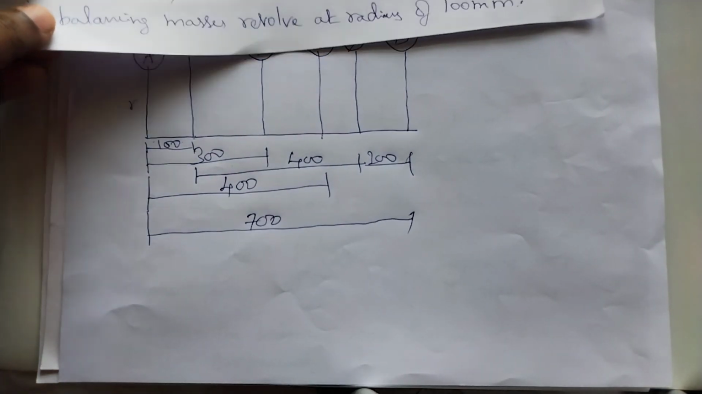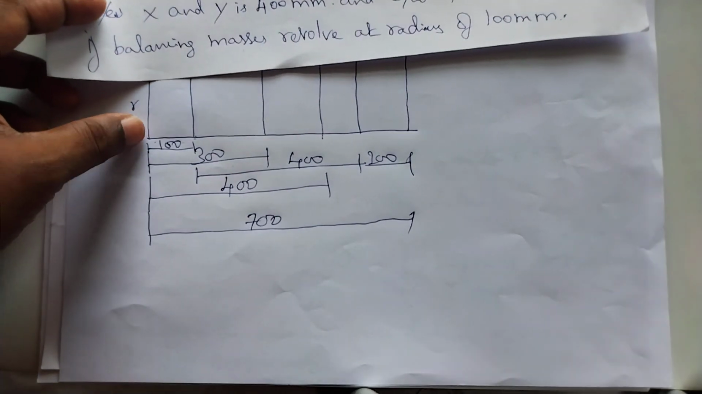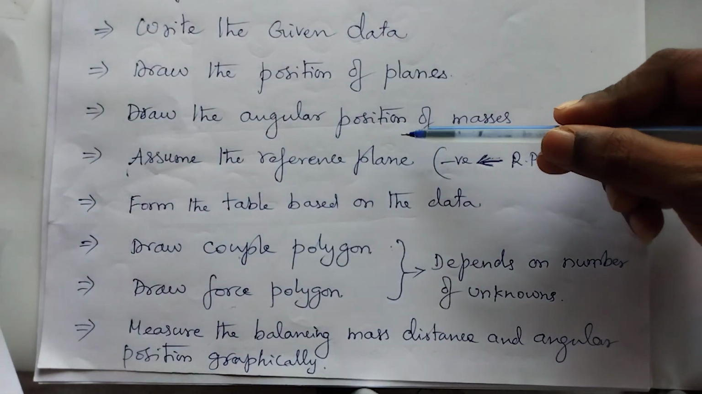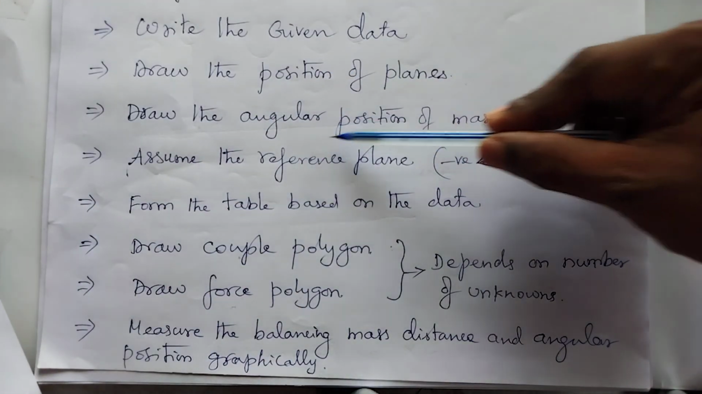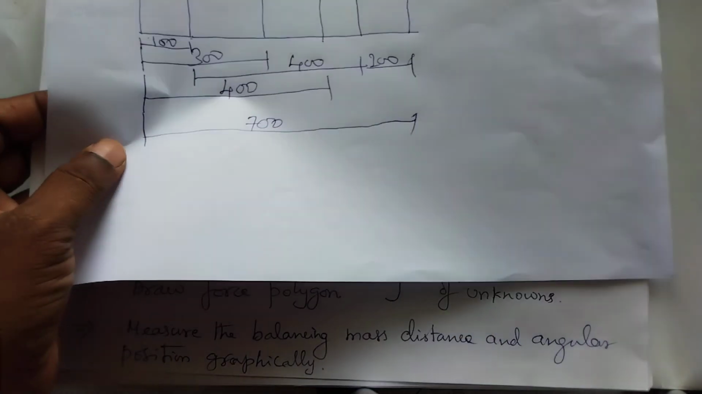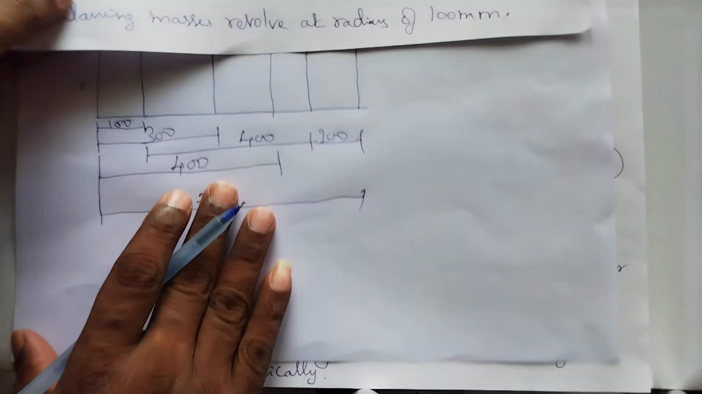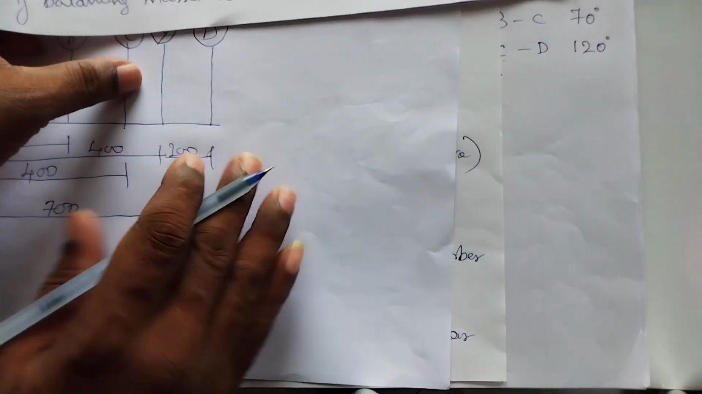After drawing the position of planes, next you have to construct the next one. What is next one? Here you can see position of planes is over. Next, angular position of the masses. So for angular position of the masses, I will just show how to draw. First, fix a point here.